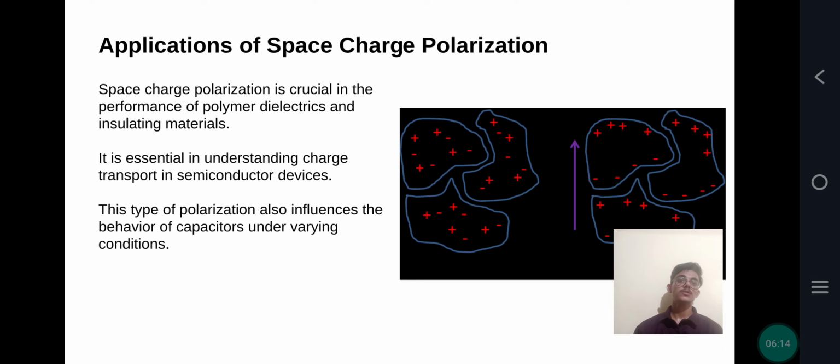Applications of space charge polarization. Space charge polarization is crucial in the performance of polymer dielectrics and insulating materials. It is essential in understanding charge transport in semiconductor devices. This type of polarization also influences the behavior of capacitors under varying conditions.